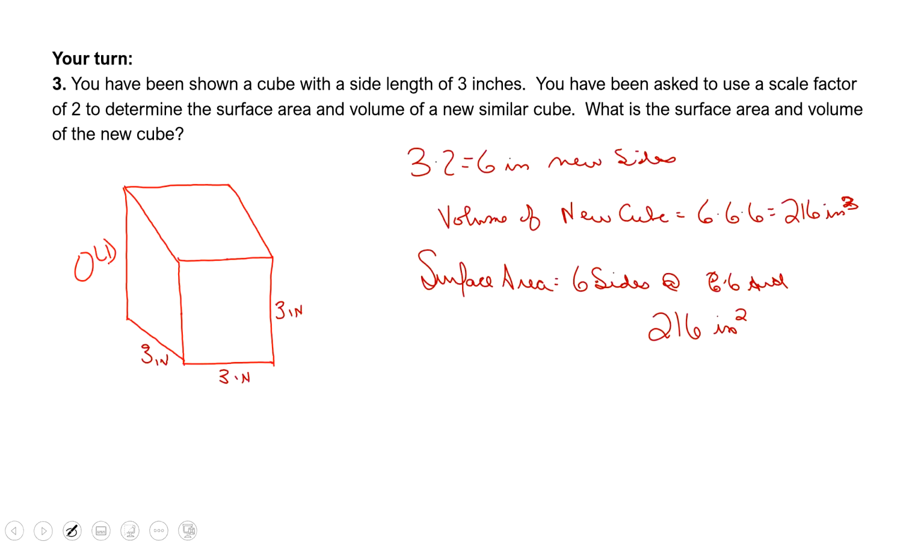The surface area is going to work out to be the same thing. The area of each face is 36 inches squared. We have 6 of them, so I multiply 36 by 6, and again we have 216 inches squared as our surface area. It just so happens that they're the same. Does that make sense on shapes?